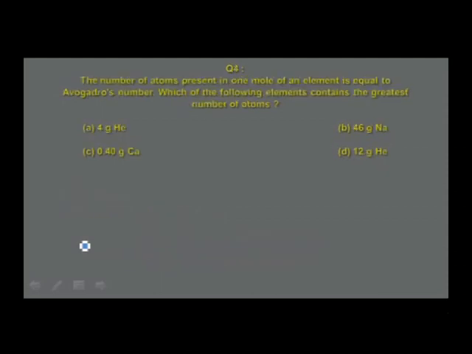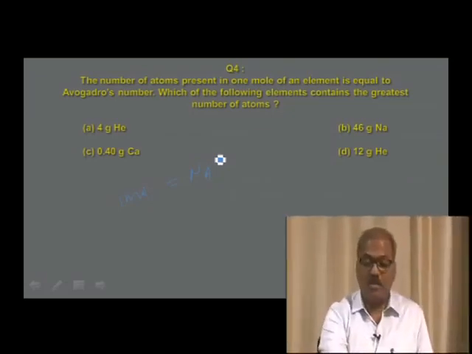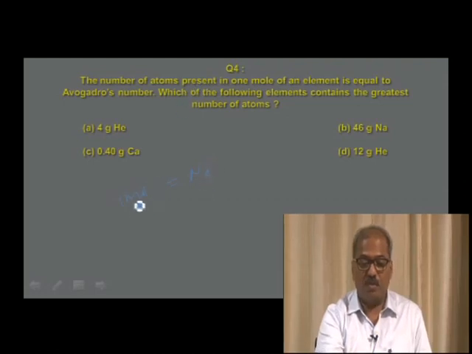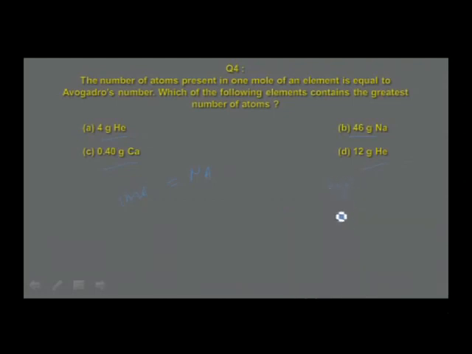The number of atoms present in 1 mole of an element is equal to Avogadro's number. The statement is given very clearly. Understand, 1 mole is equal to NA atoms. Which of the following elements contain the greatest number of atoms? The question is based on mole and atoms, therefore convert the masses of these species given into number of moles. So how to calculate? For 4 grams of helium, the number of moles n is equal to 4 grams divided by 4 grams per mole, that is equal to 1 mole.